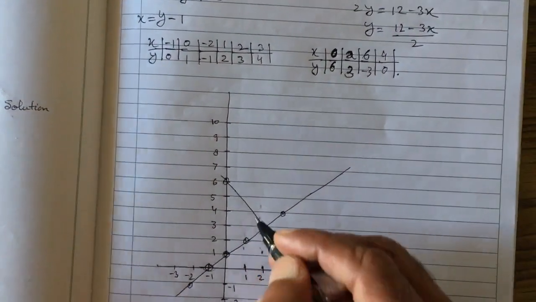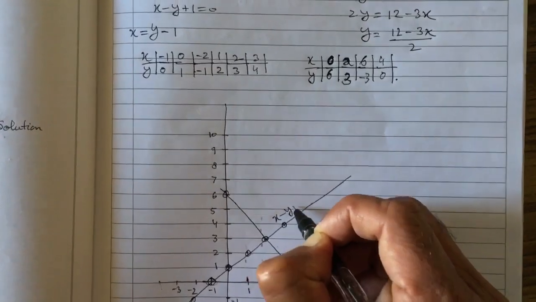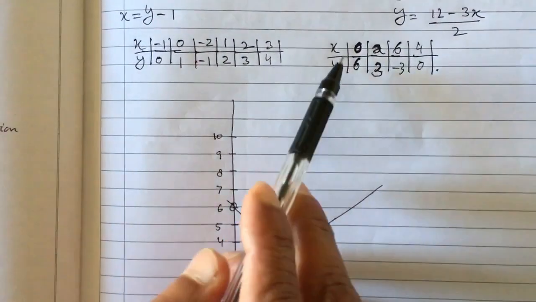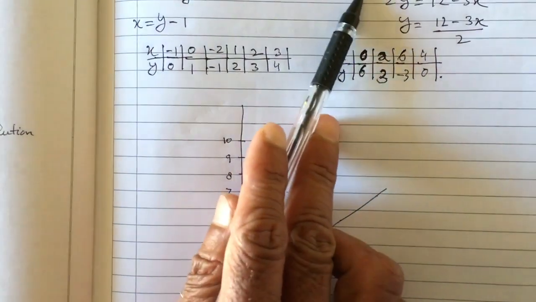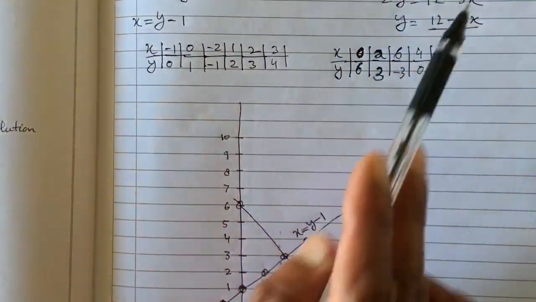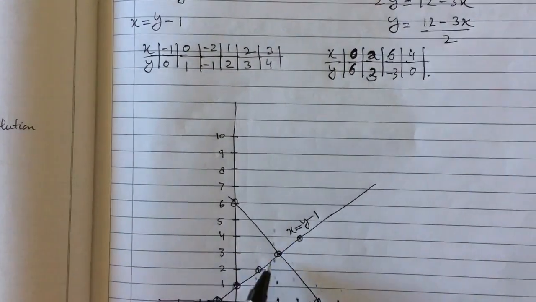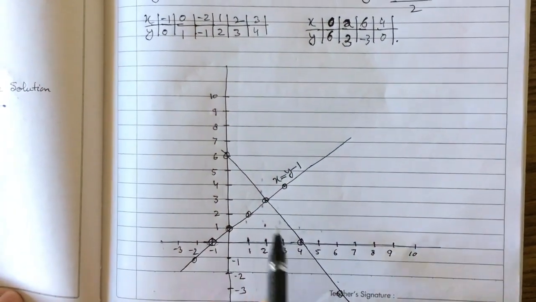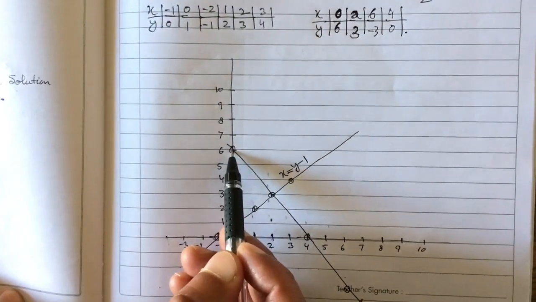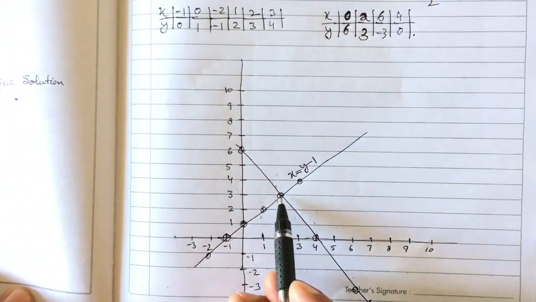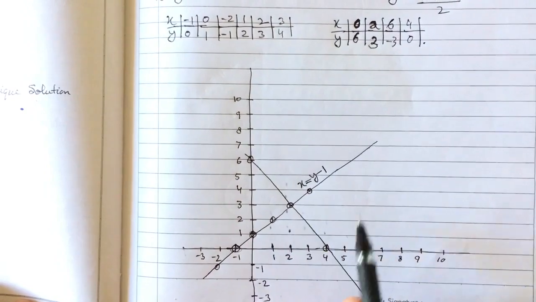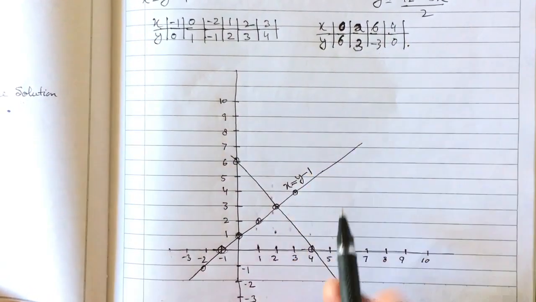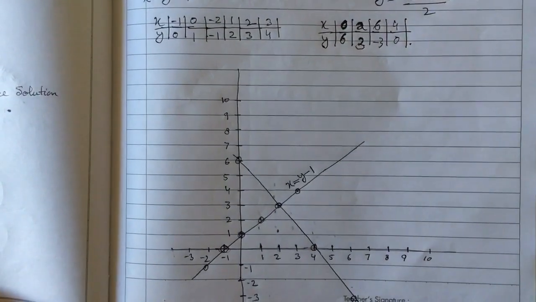This line will be x is equal to y minus 1, and now the plotting of the second line 3x plus 2y minus 12 is equal to 0. The first point is 0, 6. This is the 0, 6 on the y-axis. The second point is 2, 3. This will be the 2, 3 point. The third point is 4, 0. 4, 0 and 6, minus 3. This will be the 6, minus 3.